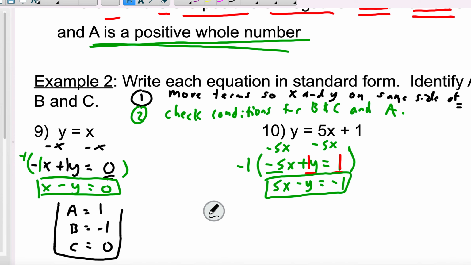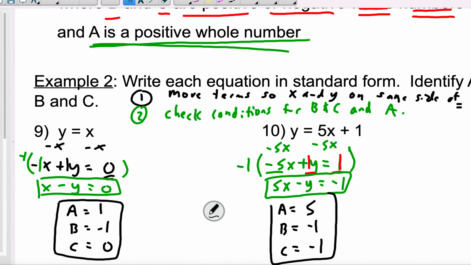So this is the second part of the question that we had to work through. So what about this? The next one, what's A, what's B, and what's C? A there is what's in front of X, which is 5. B is what's in front of Y there, which is a -1. And C is a constant on the other side there, which is a -1. So we got standard form, and then we have identified the pieces there.